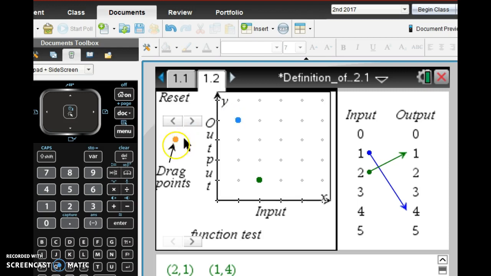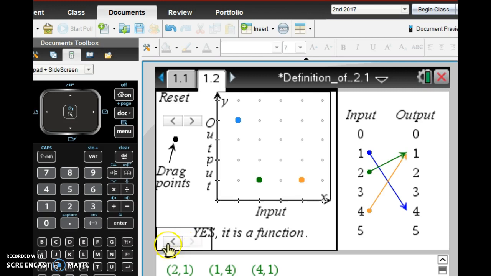So I can move it to there, and that maps from 1 to 4. I can move that to here. You can see that in this case, I'm actually going from 4 also to 1. So 2, 1, and 4, 1. They share the same value. We haven't talked about this, but let's talk about a function. So if we do a function, yes, it is a function. That's kind of fun.